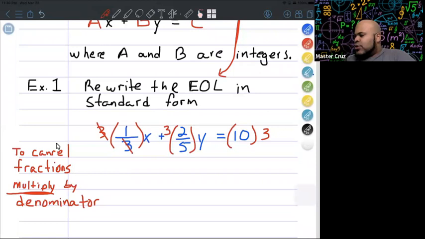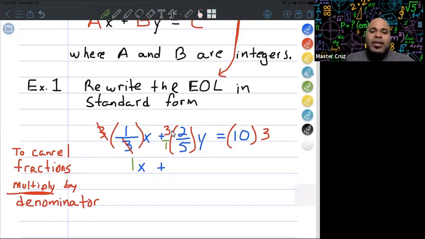It will cancel, and you're just left with 1x. I could bring down the 1, but this is an invisible 1 because it's just x. We don't write it. I'll put it there for explanation purposes. So 1x, there's a plus sign, so plus. And the way that we multiply this is that we put it over 1 because we're going to multiply a whole number times a fraction.